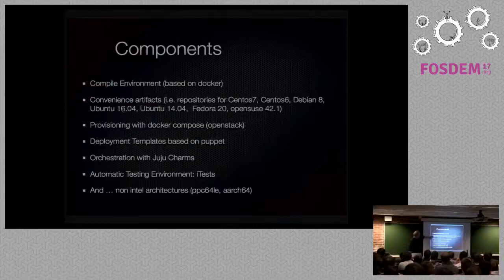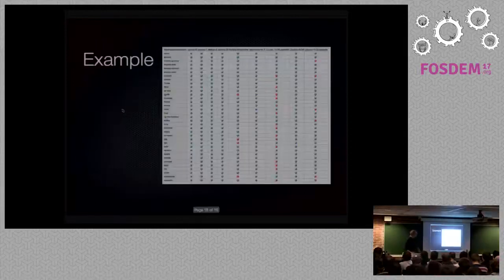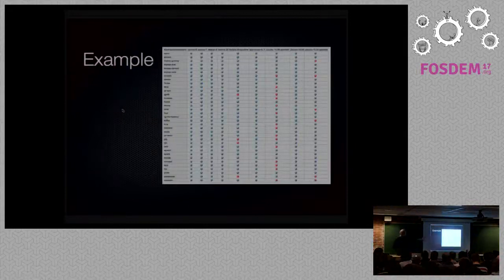And it's important to have a compiler environment. We have repositories, we have provisioning with Docker Compose for testing, of course. The OpenStack is broken now, sorry. We have deployment templates based on Puppet, and orchestration, if one likes to have it, with Juju Charms. That's the Canonical thing. We have an automatic testing environment, and we have non-Intel architectures. And that's a glimpse of our CI compile system.